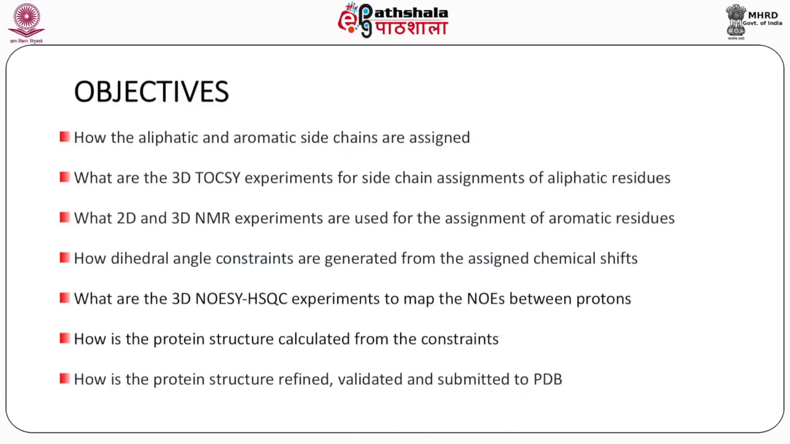The objectives of this module are to present to you how the aliphatic and aromatic side chains are assigned, what are the 3D TOCSY experiments for side chain assignments of aliphatic residues, what 2D and 3D NMR experiments are used for the assignment of aromatic residues, how dihedral angle constraints are generated from the assigned chemical shifts, what are the 3D NOESY and HCCH-TOCSY experiments to map the NOEs between protons, how is the protein structure calculated from the constraints, and how is the protein structure refined, validated and submitted to Protein Data Bank.